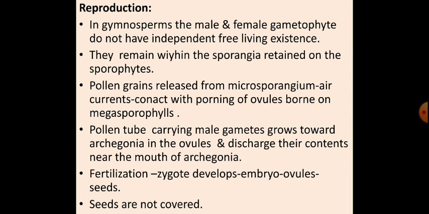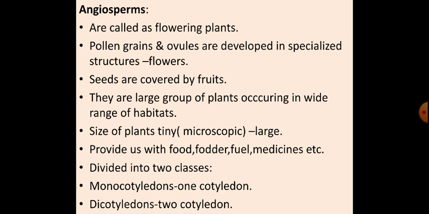I hope you understood. Pollen grain is the male gamete. Ovule is the female gamete. Pollen grain comes in contact with the female gamete. They undergo fertilization, form a zygote. Zygote develops into embryo and ovules into seed. This is the process of reproduction. Seeds are not covered, so they are called as naked seeds, and naked seeds are called as gymnosperms. I hope you understood.